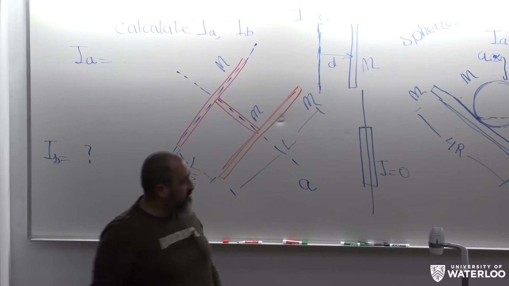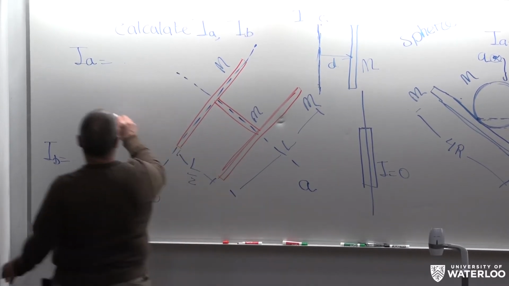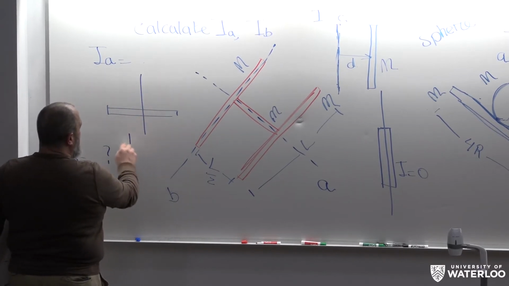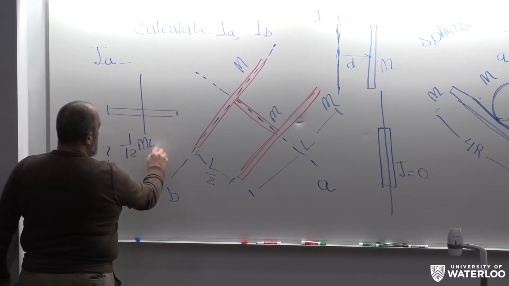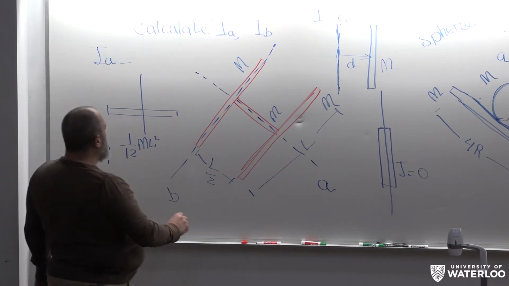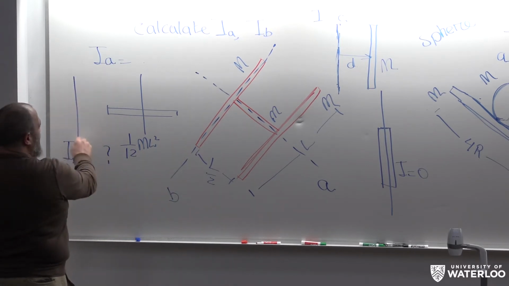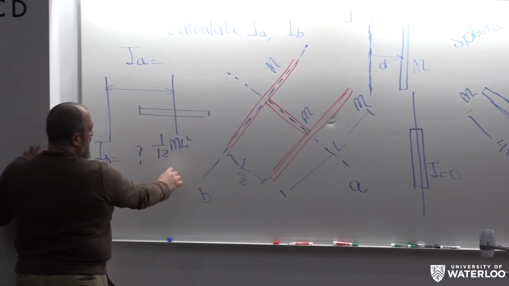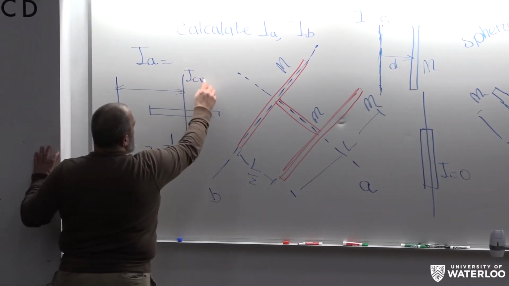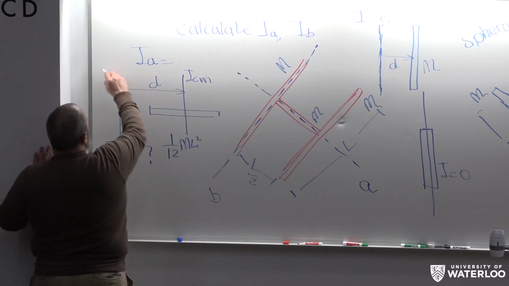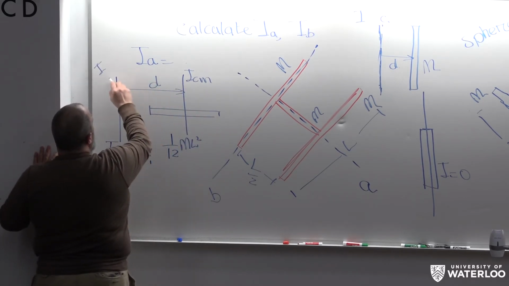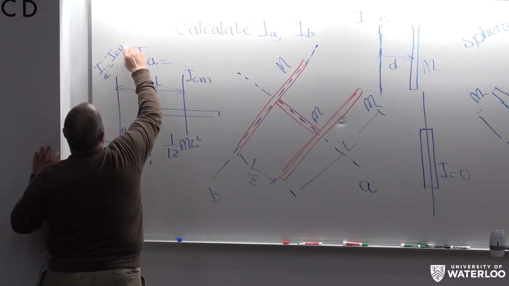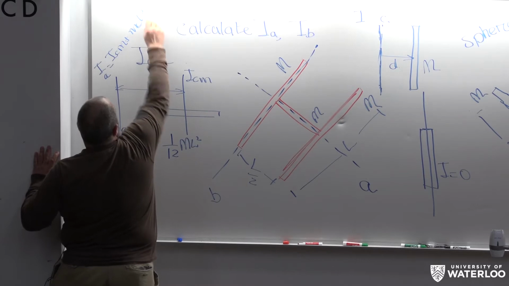Okay? So you know how to do I about a bar like this, right? That is 1/12 ml squared. Now if you want to find it about this axis, you say, well, I about this axis is ICM plus this is D. So I about this axis A here, axis A is ICM plus MD squared. We know how to do that, right?